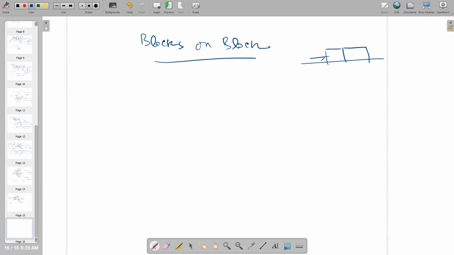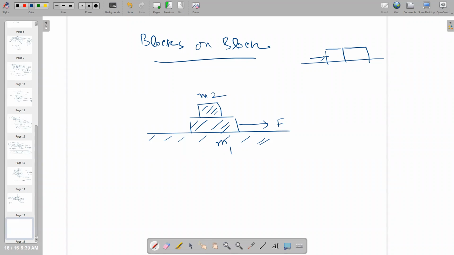Blocks on block. Blocks on block mean what? This is the horizontal surface. One block is here and the other block is put here. And you are applying a force F here. This is M1, this is M2. Okay. So see the conditions. The coefficient of friction between the surface and this block is mu1. The coefficient of friction between the both blocks, this block and this block, is mu2.